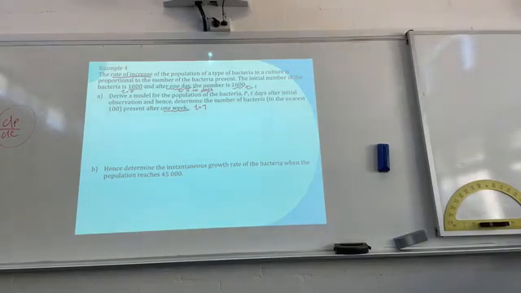1600 is equal to 1000 e to the power k times 1. So you know that P(t) or N(t) is 1000 e to the power of kt, correct? So when t is equal to 1, you got 1600. Therefore you can work out k equal to 0.470, and that is your expression.